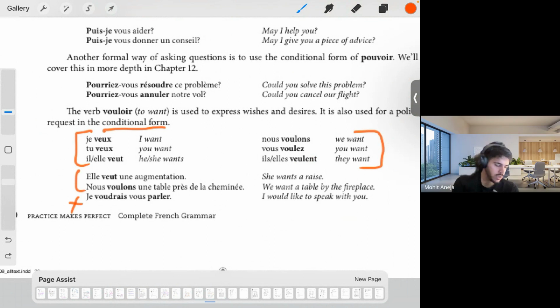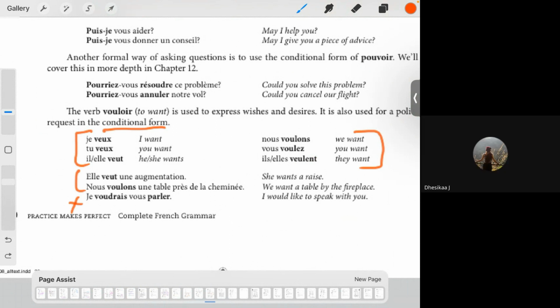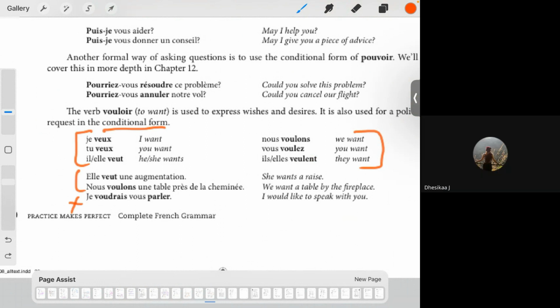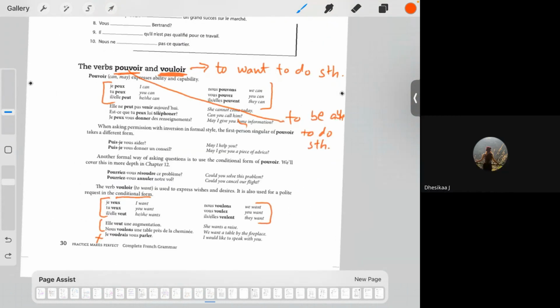For example, elle veut une augmentation. She needs a raise. She wants a raise. Nous voulons une table près de la cheminée. We want a table close to the chimney or the fireplace actually. Make sense?